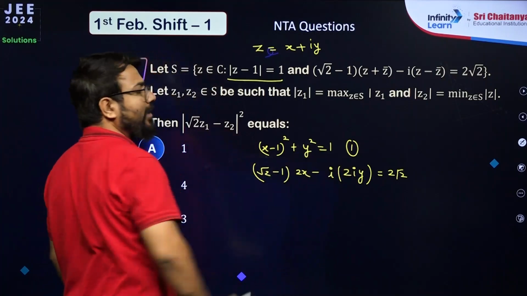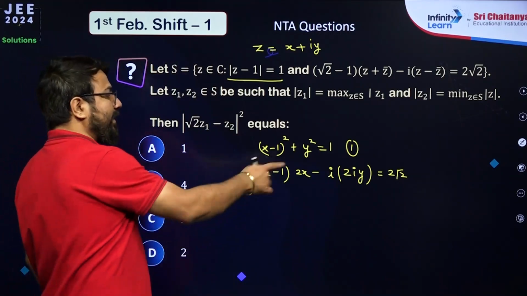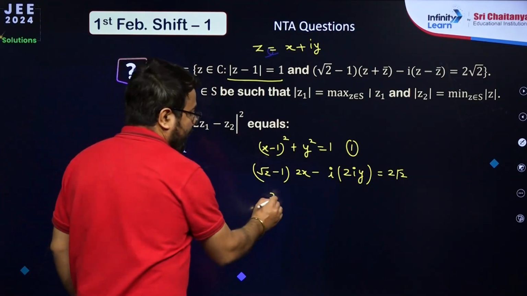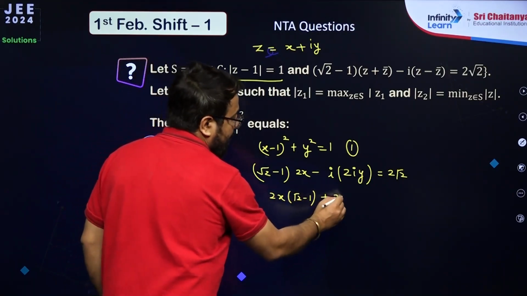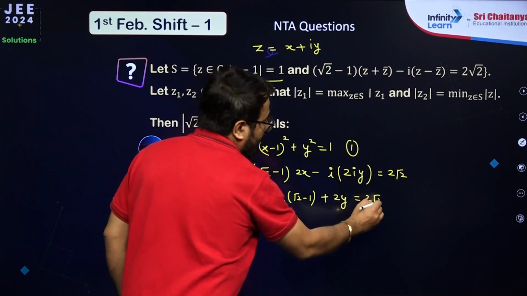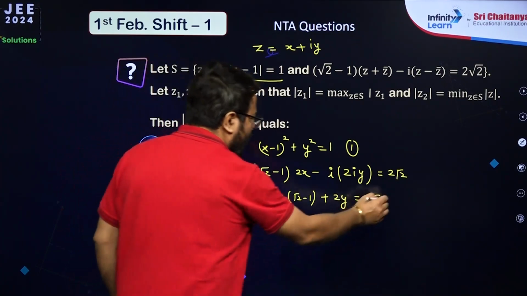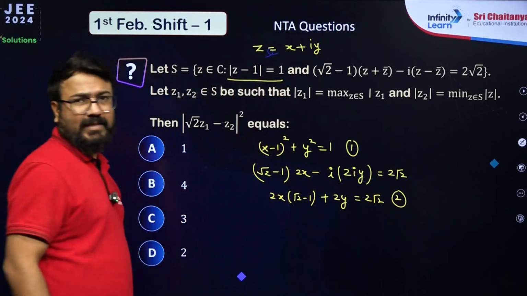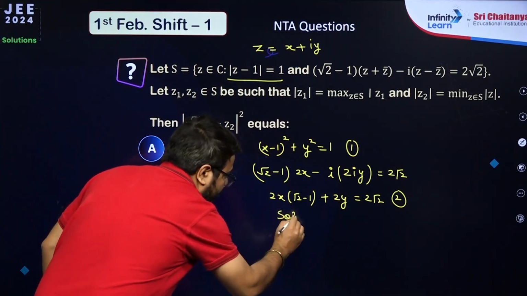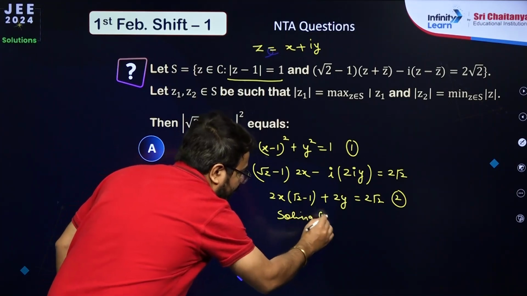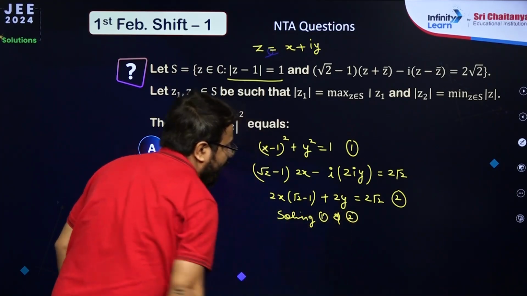So this iota into iota will become iota square. Negative of iota square will become plus. So it is 2x times (root 2 minus 1), and this is plus 2y is equal to 2 root 2. So basically I have got two different relationships between x and y. Now we need to solve the first and second to get the values of x and y.